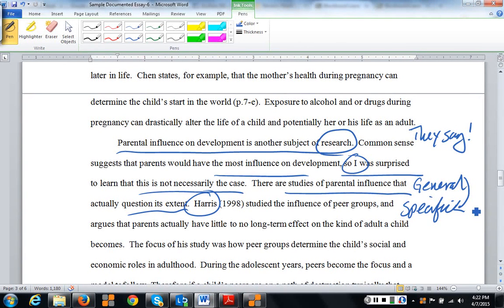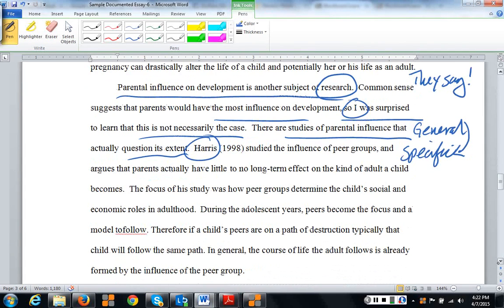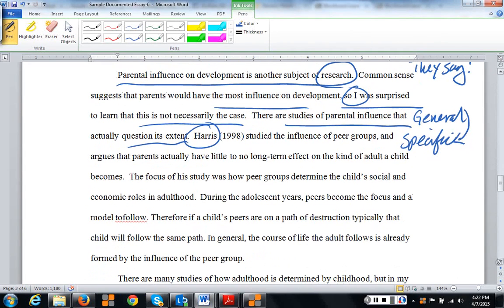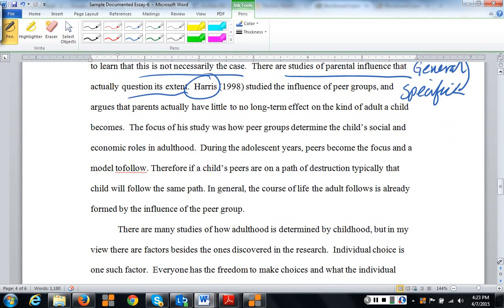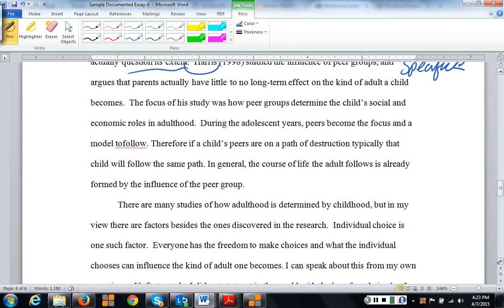Harris studied the influence of peer groups and so on. Now, again, we don't need to go into detail about what Harris is saying about the influence of peer groups and parents and so on. The point here again is we are bringing the topic into the conversation, or the author is bringing what she has to say into the conversation by bringing in what other people have to say, and she is documenting specific outside sources, and the use of those outside sources is what makes this a documented essay.